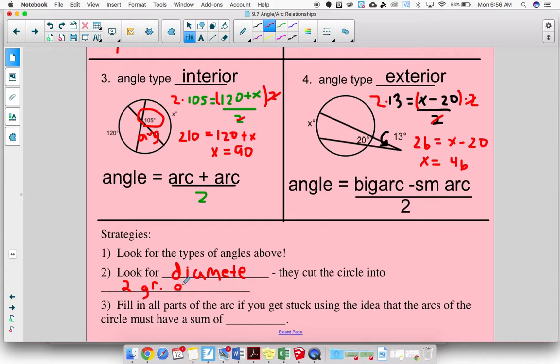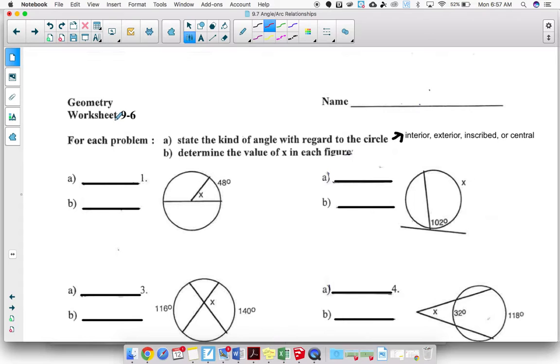2 groups of 180 degrees. And a lot of times you'll be like, oh, I can't find any angles. They didn't give me enough information. Usually that means there's a diameter that you haven't remembered to look for. The other thing I would suggest is fill in all the parts of the arc if you get stuck. And a lot of times just remembering the basic fact that if those arcs add up to 360 degrees, full circles 360 degrees, a lot of times you can find some information out.